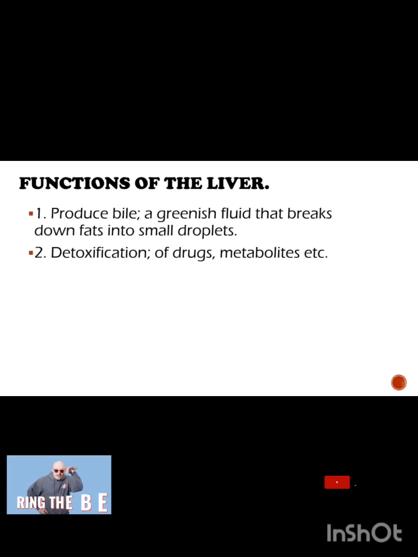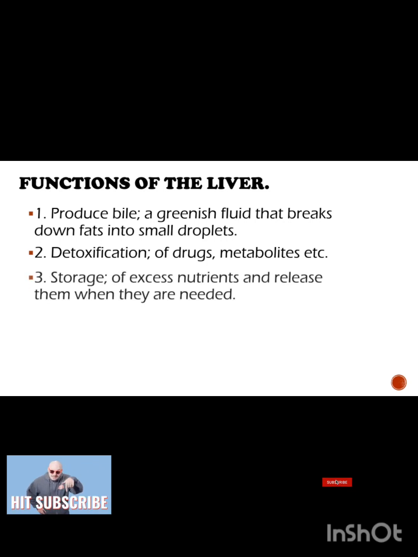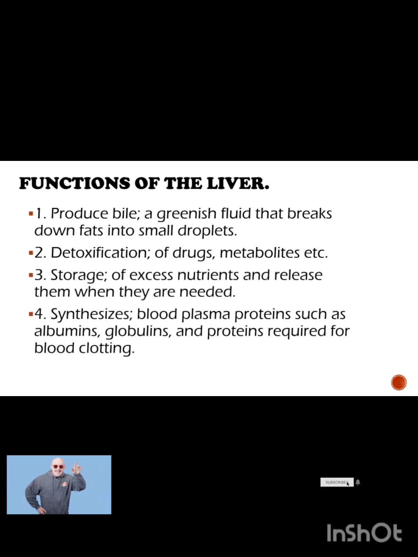I want us to look at the functions of the liver. So the functions of the liver will help you to write your complications. It will also help you to write the signs and symptoms that you might see if the liver is cirrhosed. Okay, so function number 1, bile production. So production of bile, then detoxification of drugs and some metabolites, storage of excess nutrients and releasing them when they are needed, synthesizing of blood plasma proteins such as albumin, globulins, and proteins required for blood clotting.